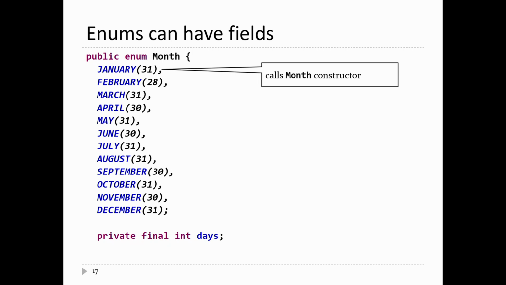So when you have an enumerated type that has a field, when you list your constants, you have to call a constructor. So January, round bracket, and I'm going to pass in the number of days for January. February, round bracket, I'm going to pass in the number of days for February. This means somewhere there has to be a constructor, and your constructors have to be private.